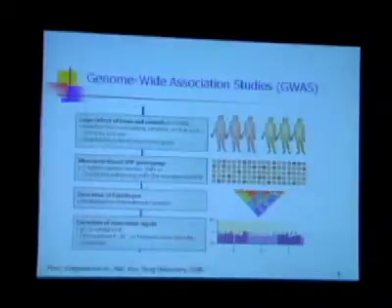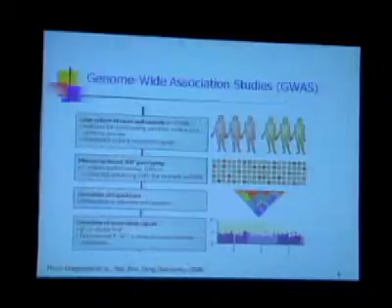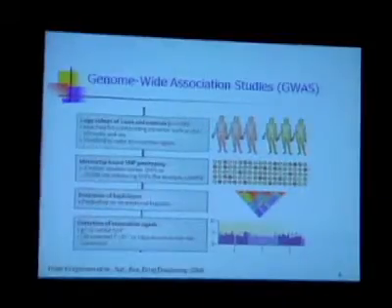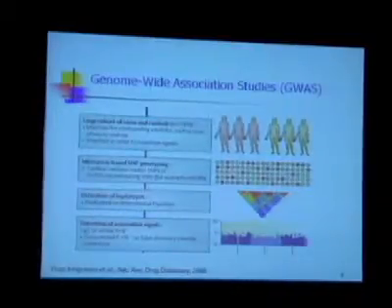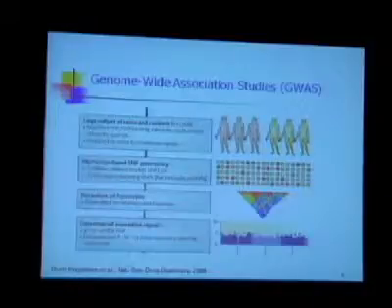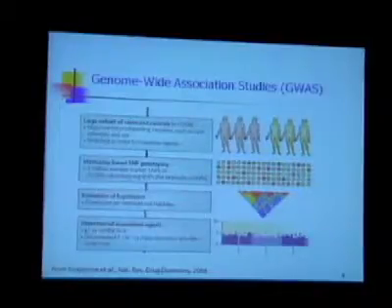So genome-wide association studies use a large cohort of cases and controls. It can also be done on family studies, and we use the technology of microarray-based SNP genotyping, in which we have on an array several thousands and even millions of random markers, and we try to detect association of each of these markers with the disease or a quantitative risk factor.